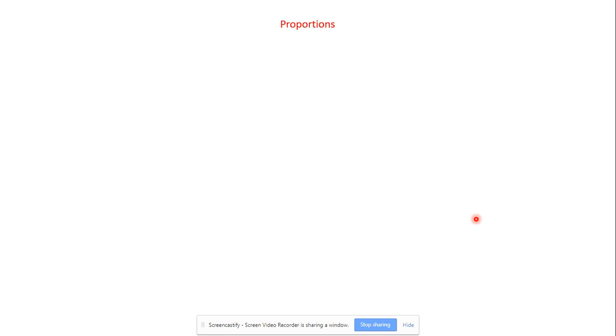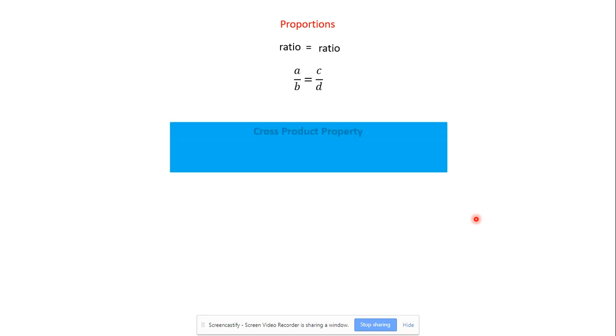So a proportion, what is a proportion? A proportion is just a ratio equals a ratio. A ratio is just a fraction, so a proportion is just a fraction equals another fraction. To solve these, we are going to use what's called the cross product property.